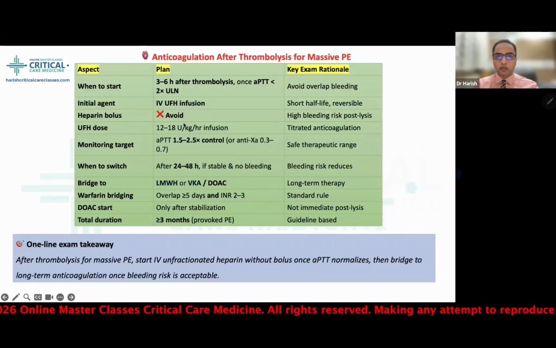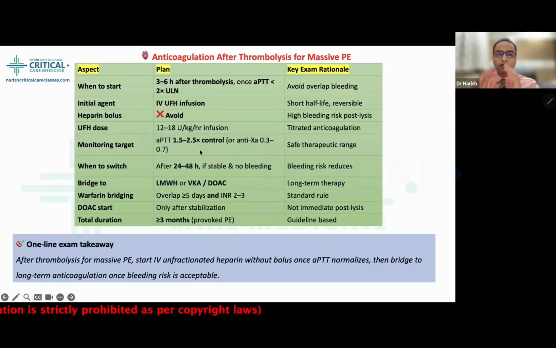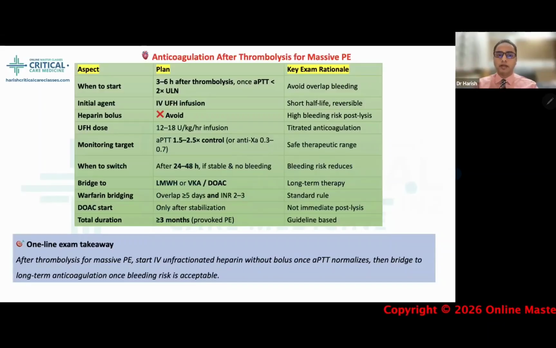No need to give a heparin bolus after thrombolysis. Go straight to 12 to 18 units per kg per hour rather than giving 60 to 80 units per kg as a bolus. If you give a bolus, there is a high bleeding risk, so post lysis, titrated anticoagulation with infusion is sufficient. The monitoring target is APTT of 1.5 to 2.5 times the control value, or if you are monitoring anti-factor Xa level, make sure it is between 0.3 and 0.7. That is the safe therapeutic range. When to switch? After 24 to 48 hours, if stable with no bleeding, we can switch over to other conventional agents.